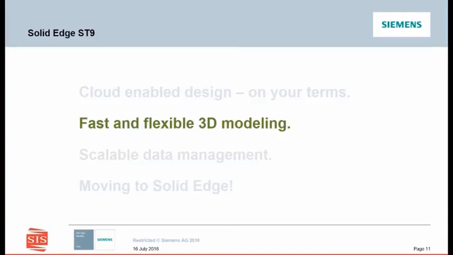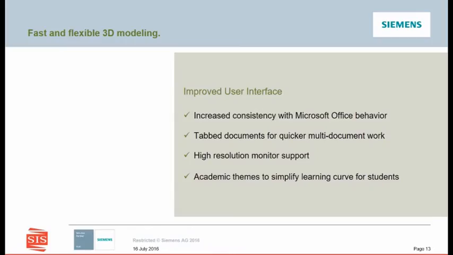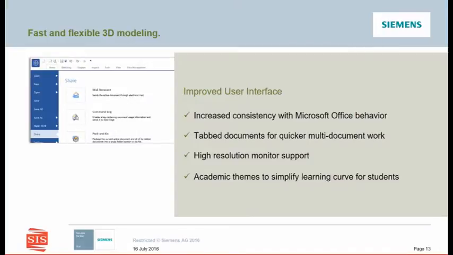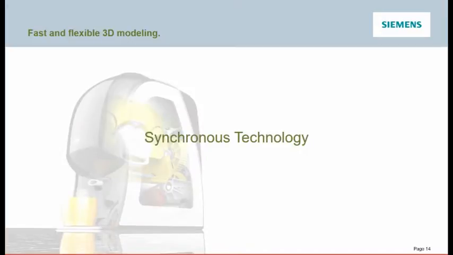Next up, fast and flexible 3D modeling. Year on year, Solid Edge matures in modeling capability to make you more productive, and this year is no different. Before we jump into Solid Edge ST9, I want to point out some user interface improvements that we'll see throughout this session. First of all, there's increased consistency with Microsoft Office we're familiar with in Word, Outlook, to ensure ease of operation with switching between other desktop products. Tab documents, a much easier way of switching between and working with multiple files that we have open.